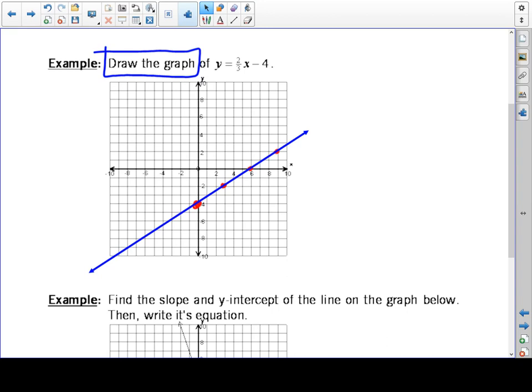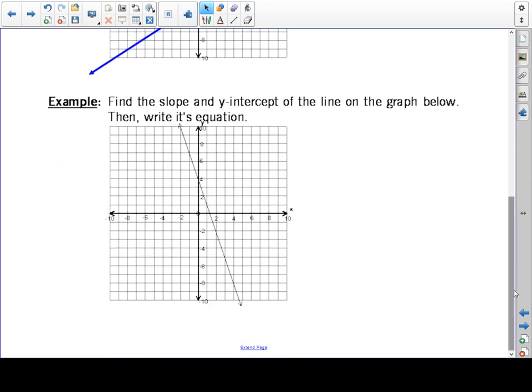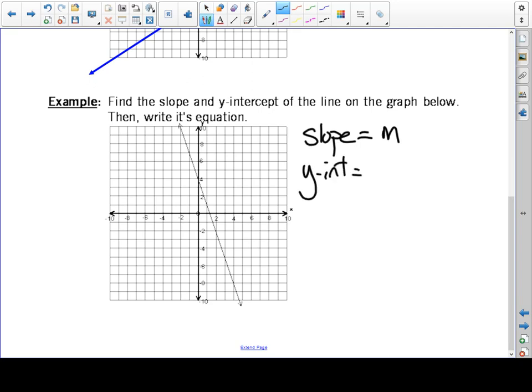Okay, now we're going to go on to the next one. This one, the line's drawn for us, and it asks us to find the slope and the y-intercept and then write the equation. So first of all, let's talk about slope and y-intercept. If I talk about slope, I'm talking about m. If I talk about the y-intercept, we're talking about b. So b is super easy. What's b?